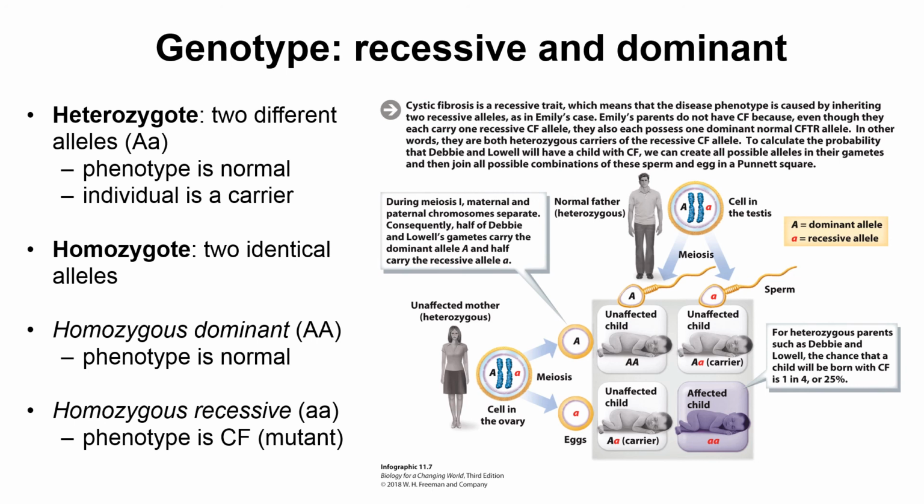Again, heterozygous: 2 different alleles, big A and lowercase a. Homozygote: you can have homozygous dominant, which means 2 dominant alleles, or you can be homozygous recessive, which means that you have two of the recessive alleles, and those are the individuals that actually have cystic fibrosis.